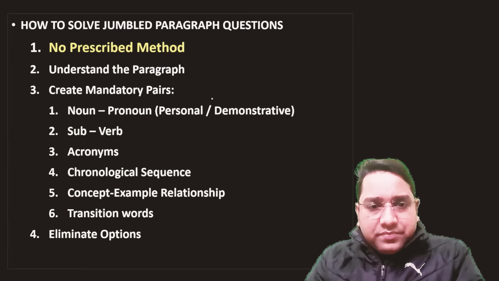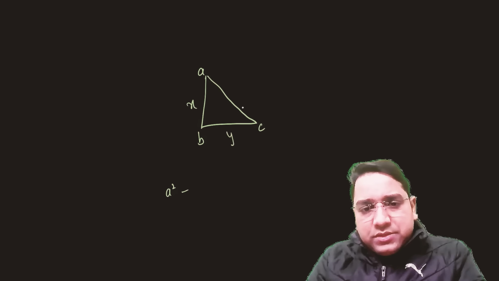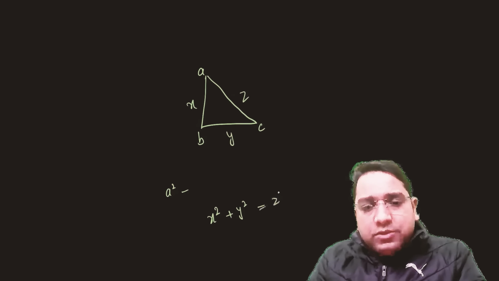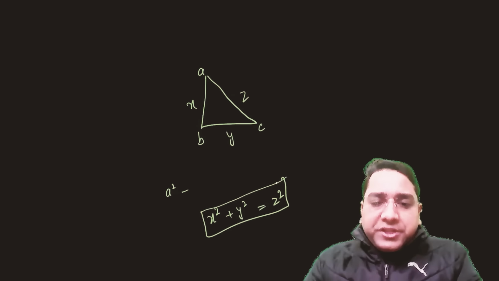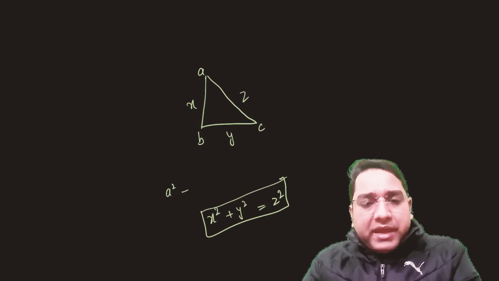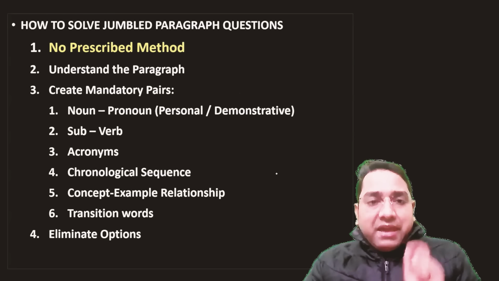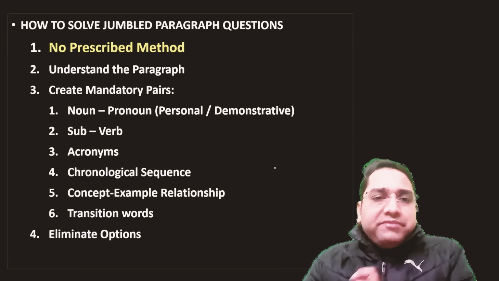For example, let's say if I talk about quant. So everybody knows, let's say if I talk about in quant right angle triangle, right? If I talk about the right angle triangle. So everybody knows that, let's say this is X, this is Y, and this is Z. So everybody knows that X square plus Y square is equal to Z square. So this is one prescribed method, which is applicable in all the situations. This is universal. But for parajumble, there is no universal method. Every type will have a specific approach.